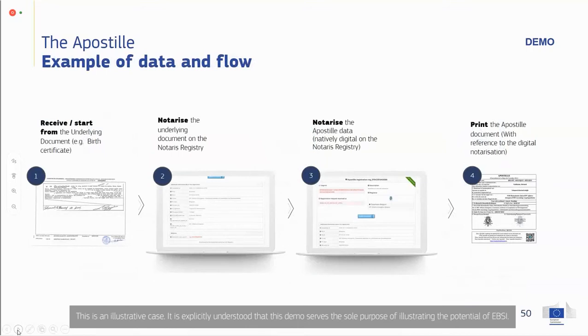So let's have a look at the data flow. In step one, we start with the underlying document that needs to be certified. In this case, a birth certificate. In step two, the document is notarized on the Notarist Registry, either by the user or by an issuing authority. In step three, the 10 standard fields of the apostille are notarized, and this notarization is linked to the notarization of the document. And in step four, the apostille is delivered for verification to the country of destination. So it can be delivered either in digital form, or we have also an option to print the apostille on paper with a QR code that makes the bridge between the digital and the physical world. Next slide, please.